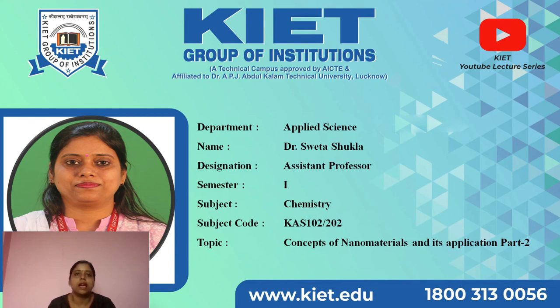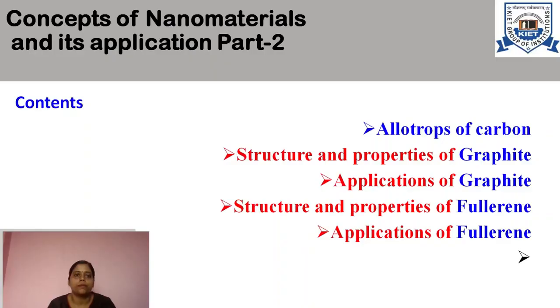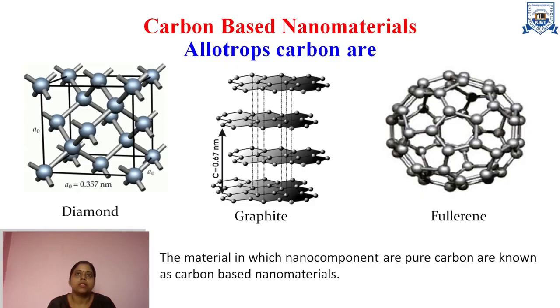In this lecture, I am going to cover the concept of nanomaterial and its application part 2. In this lecture, I am going to cover the following content: allotropes of carbon, structure and properties of graphite, applications of graphite, structure and properties of fullerene, application of fullerene, carbon-based nanomaterial.